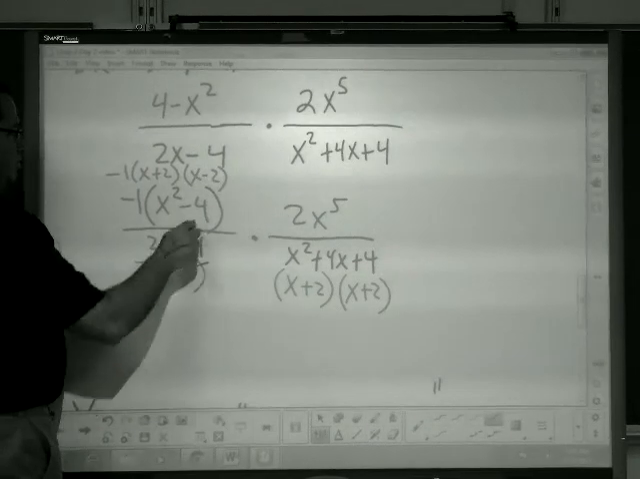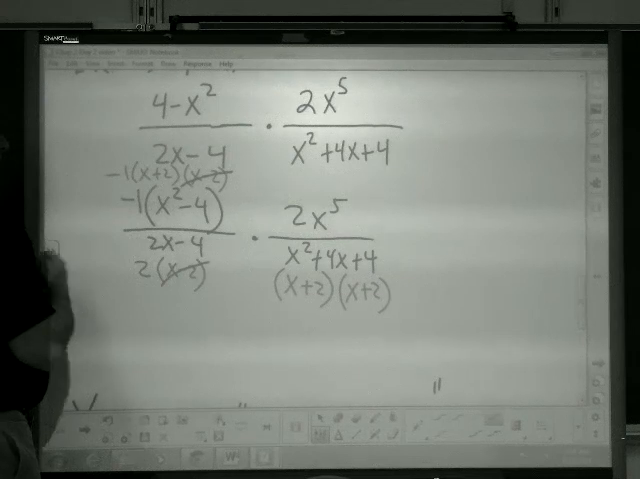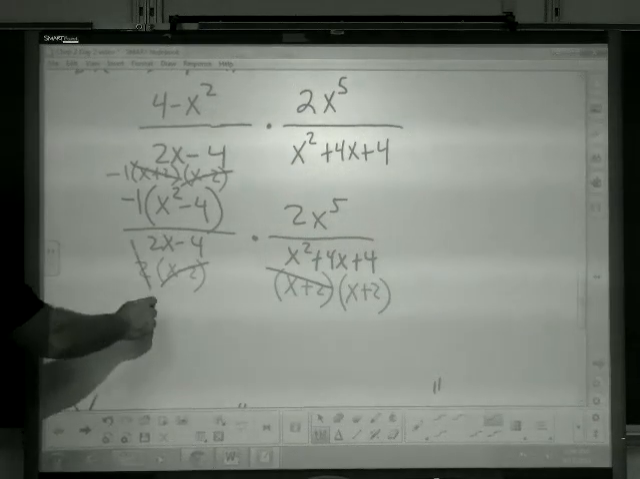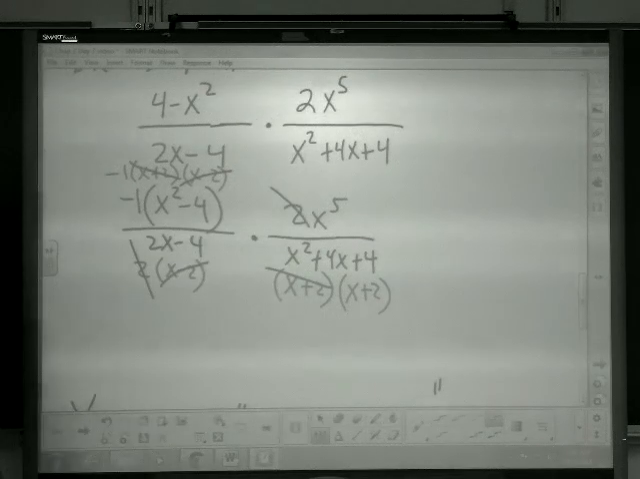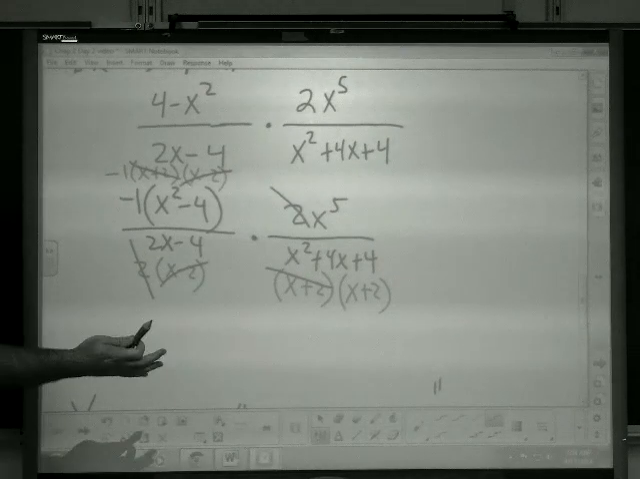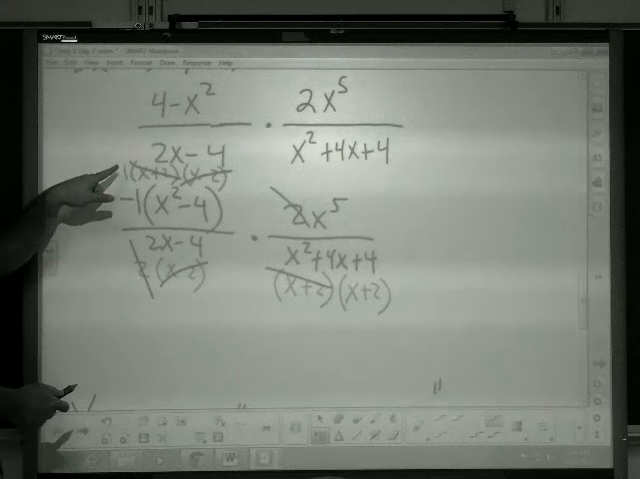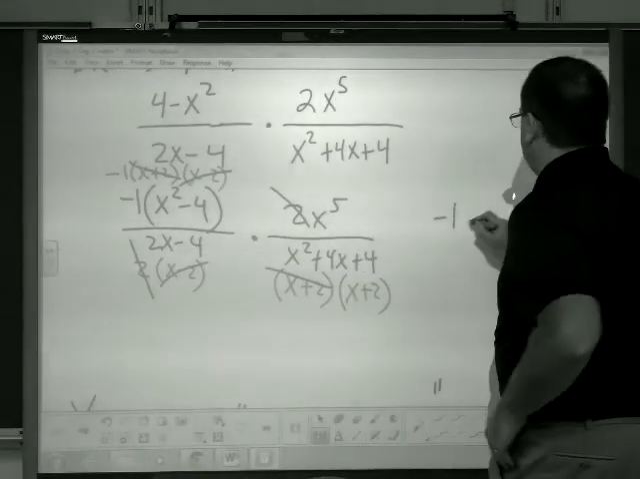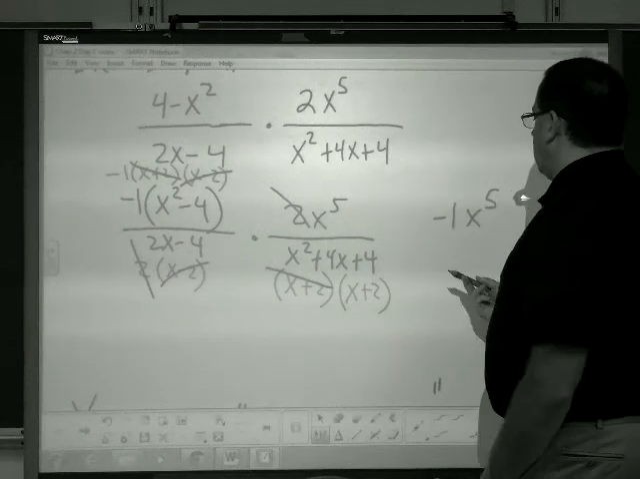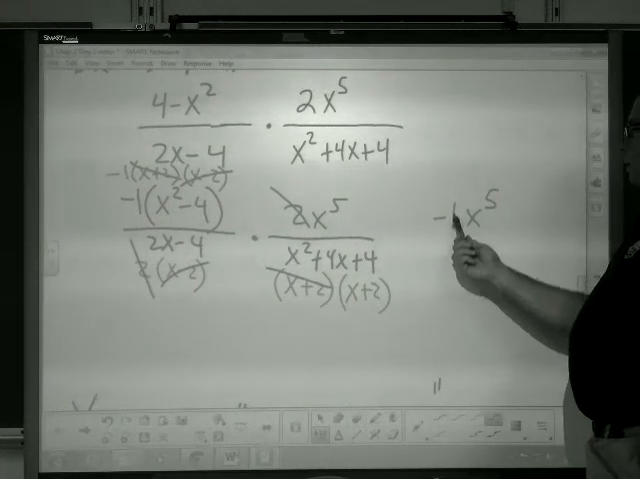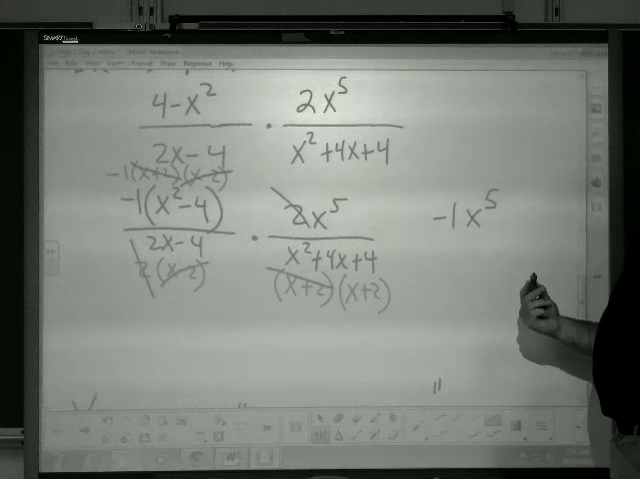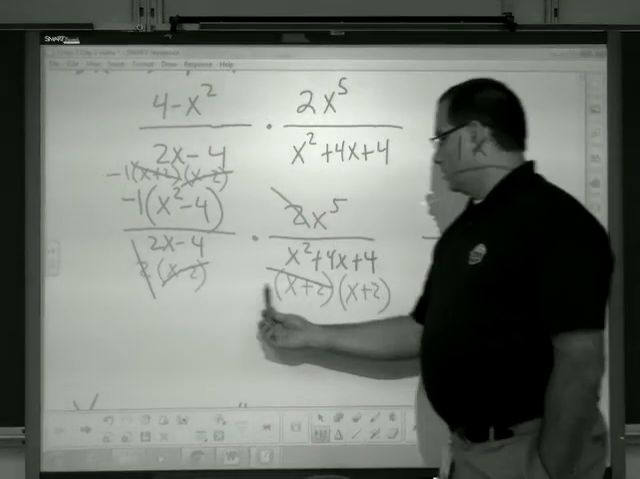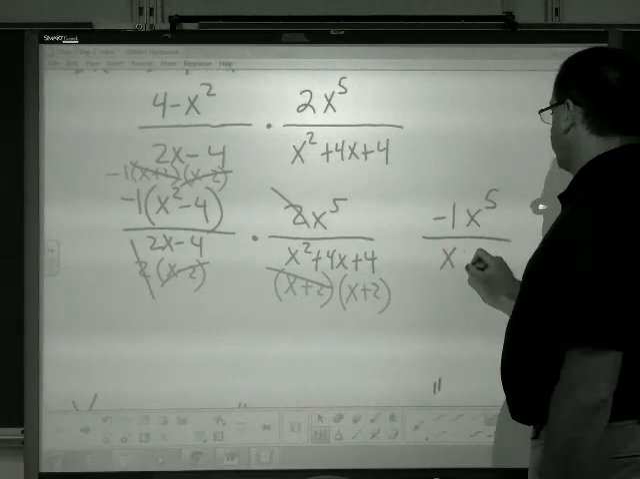All right, so what do we have? I have an x minus 2 and an x minus 2. I have an x plus 2 and an x plus 2. I have a 2 and a 2. And I think that's it. So on top, I still have a negative 1 x to the 5th. And it's okay to have the negative 1 in there. If not, you could just write it as negative x to the 5th. That's okay. On the bottom, this is gone, x plus 2.